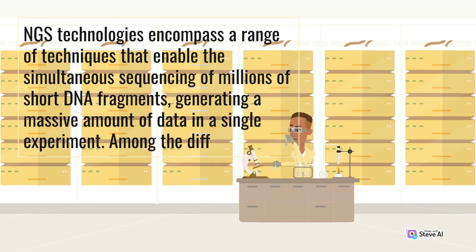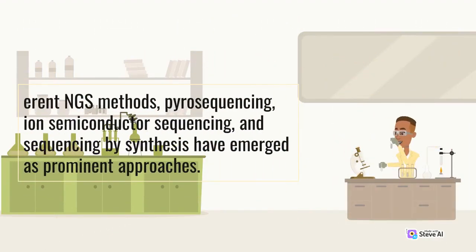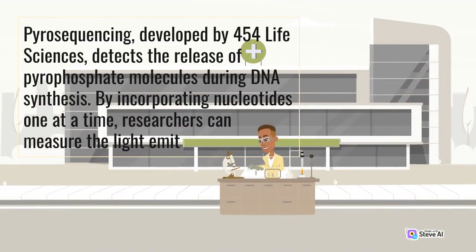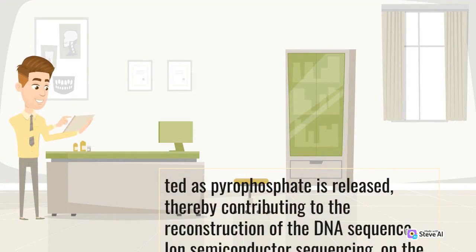Among the different NGS methods, pyrosequencing, ion semiconductor sequencing, and sequencing by synthesis have emerged as prominent approaches. Pyrosequencing, developed by 454 Life Sciences, detects the release of pyrophosphate molecules during DNA synthesis. By incorporating nucleotides one at a time, researchers can measure the light emitted as pyrophosphate is released, thereby contributing to the reconstruction of the DNA sequence.